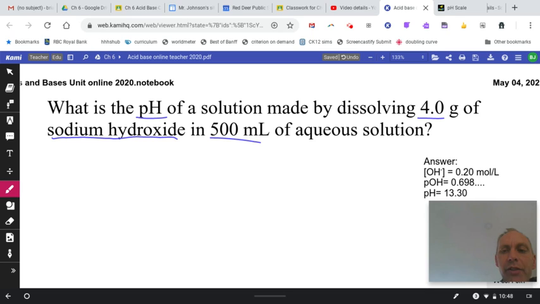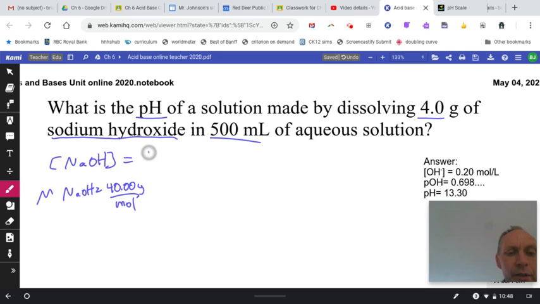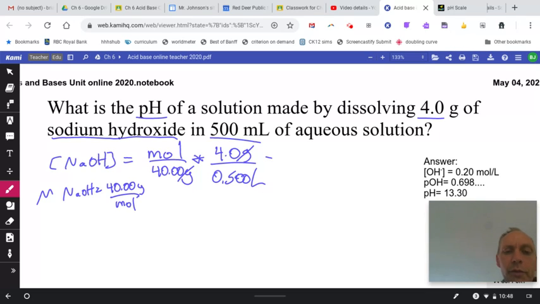And we're looking for the pH. So let's start off with the concentration of NaOH. Same pattern. Molar mass of NaOH is 40 grams per mole. Okay, so let's start there. We want the moles per liter. So 1 mole over 40 grams. I have to get rid of grams. 4.0 grams on top. Grams are gone. Liters on the bottom. And we get moles per liter.